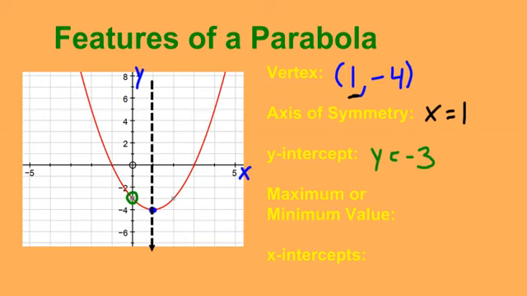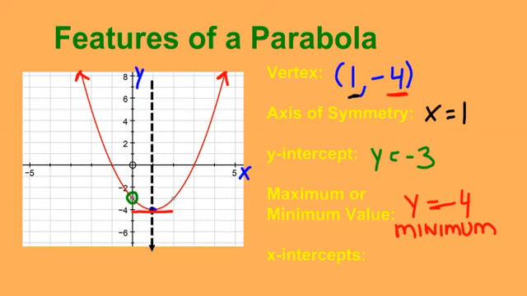Maximum or minimum value. Well, does this parabola have a max or a min? It's opening up, and it's going up forever. So it doesn't have a maximum, but the minimum value is right here, and it goes to the -4. So y equals -4, and that is definitely a minimum. Notice y equals -4, that is the y-coordinate of the vertex.